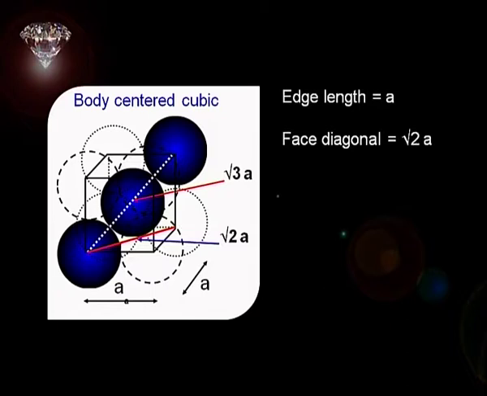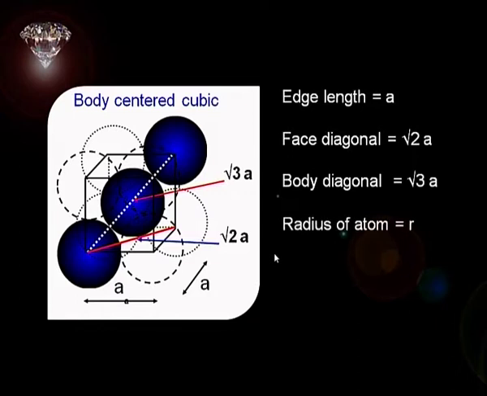If this is root 2A, then the body diagonal is this white dotted line here. So this is root 2A, this is A. A square plus root 2A square, which is 2A square, gives 3A square. Take the square root of that, that gives me root 3A. So the body diagonal is root 3A. And what you see is that this body diagonal is equal to this one radius, second, third and the fourth one.